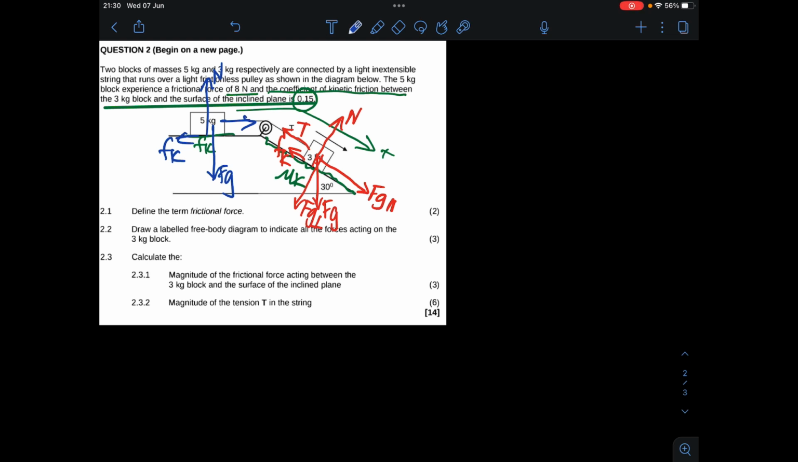Now let's go to 2.1 as a definition. I'm not going to waste time on that. It says define the term frictional force. The frictional force is a force that opposes the motion of an object, that acts parallel to the surface, and it's a contact force. Guys, when it comes to the definition, stick to the exam guideline.